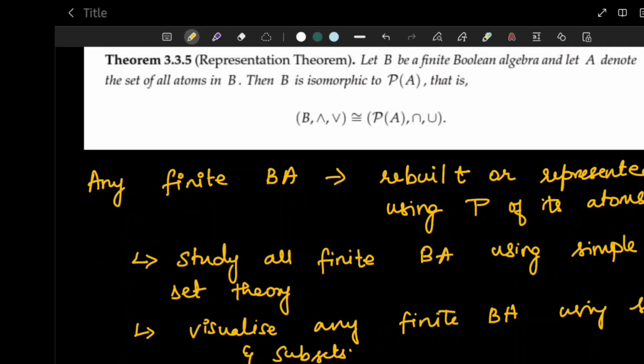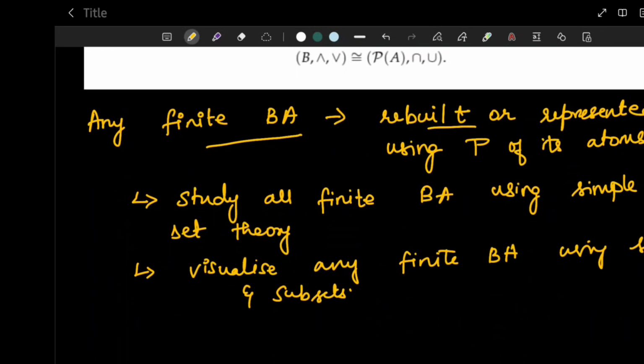Let's break down this representation theorem in easy words: any finite Boolean algebra can be rebuilt or represented using the power set of its atoms. This theorem is very powerful and intuitive, because it allows us to study all finite Boolean algebras using simple set theory. It also gives a way to visualize any finite Boolean algebra using sets and subsets.